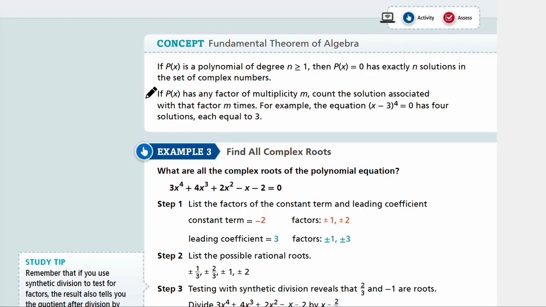And then if p of x has any factor of multiplicity m, count the solution associated with that factor m times. For example, the equation (x minus 3) to the power of 4 is equal to 0 has 4 solutions, each equal to 3. So they could be repeated. And this is very important because it guarantees the existence of roots for polynomial equations. And then you can figure out the solutions, right?